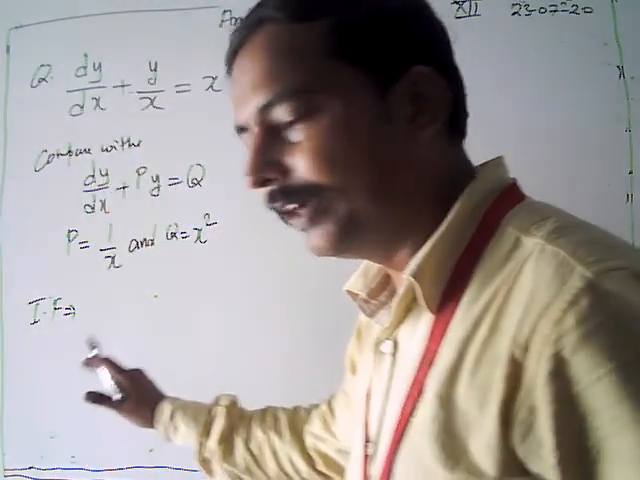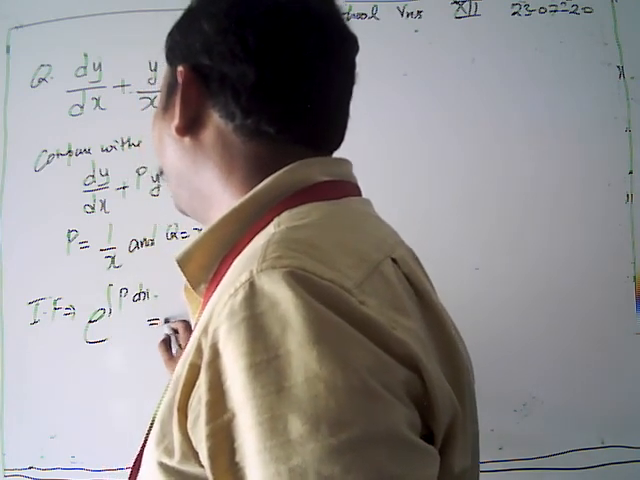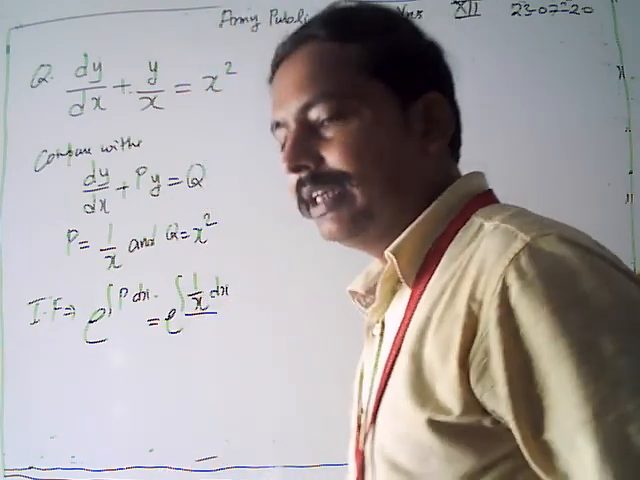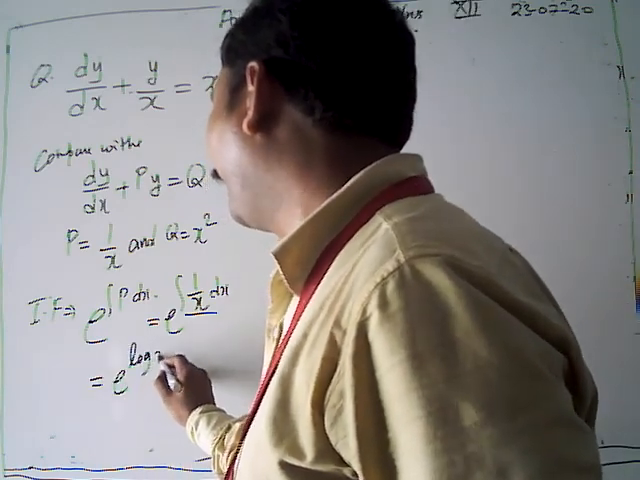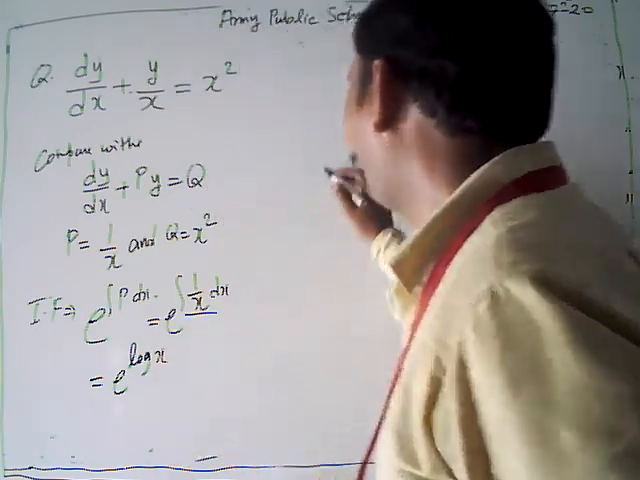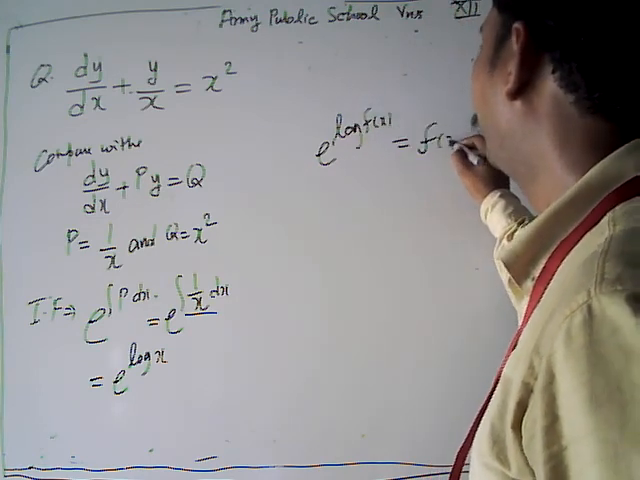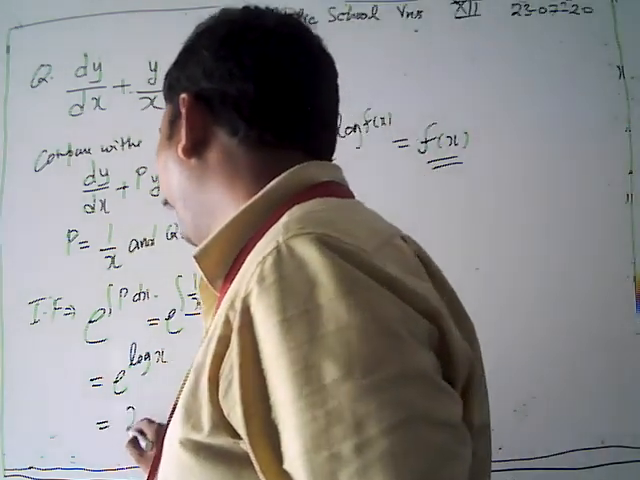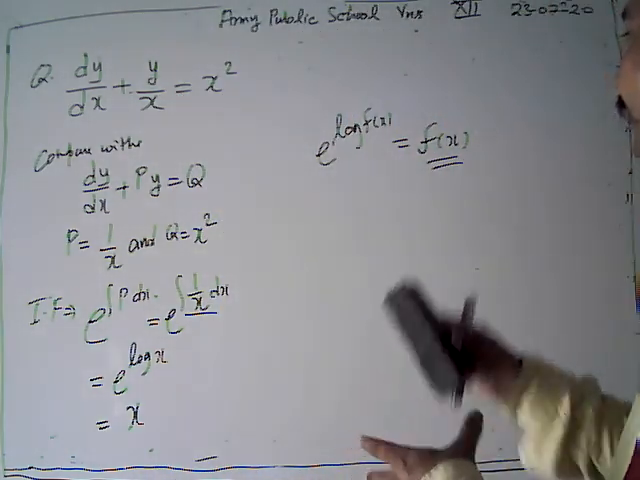Now, in the second step, we are going to find our integrating factor IF. How can we find our IF? It is given by e to power integration of p dx. What is your p? It's 1 by x dx. Now, what is the integration of 1 by x dx? Yes, it's log x. Now, e to power log x. Please remember here: whenever we have a function e to power log f(x), its value is f(x). Using this concept, e to power log x is x. Now look, we get our integrating factor.